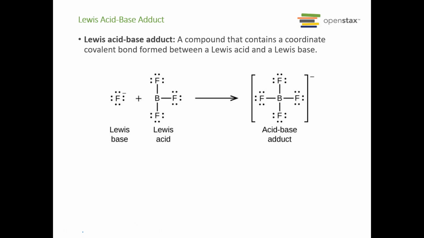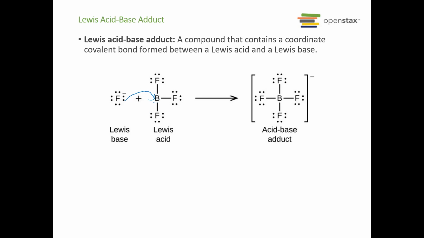So sometimes we get this situation where we have these coordinate covalent bonds. And when we do that, one of the species is a Lewis base and the other one is a Lewis acid. So we call that a Lewis acid base adduct. So for example, if we have fluoride here, which is acting as the Lewis base, it's going to donate a pair of electrons to BF3 to form BF4 negative.